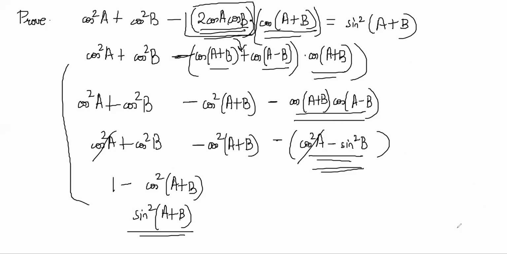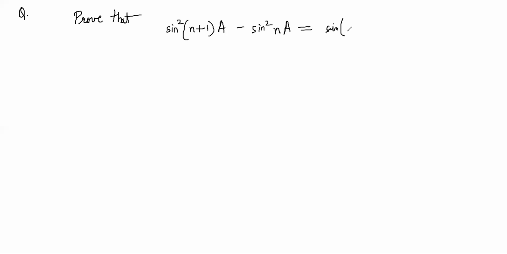Understood. Okay, next one. Prove that sine square of (n plus 1)A minus sine square nA is equal to sine of (2n plus 1)A times sine A.